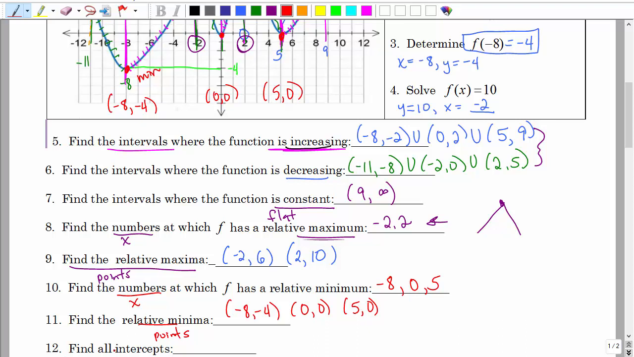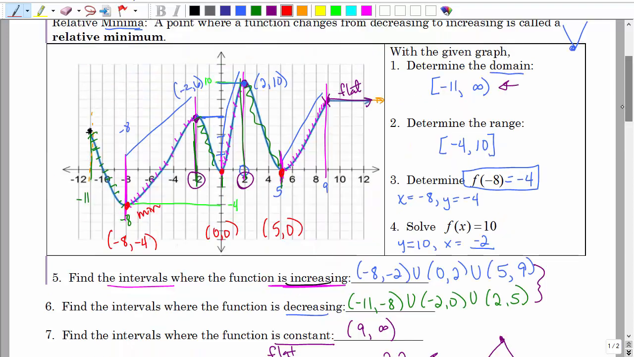Number 12 asks us to go back and review what are all the intercepts, meaning where does it cross the x-axis, where does it cross the y-axis. So let's see. We cross the x-axis here at -10, 0. We cross the x-axis here, that looks about -5, 0. We cross there 0, 0, and there at 5, 0. So those are the x-intercepts.